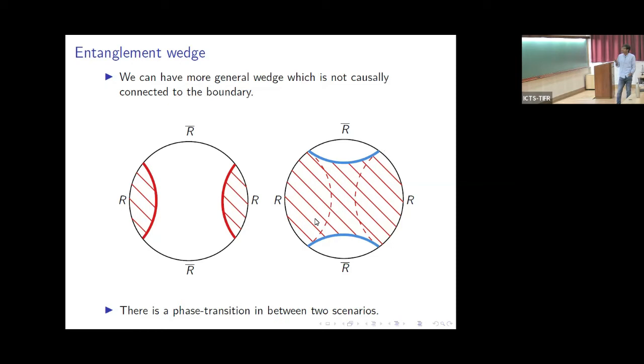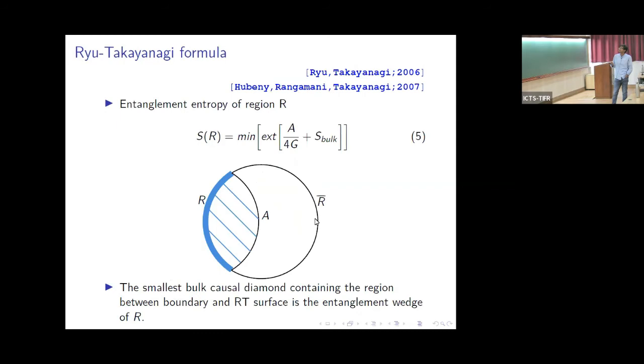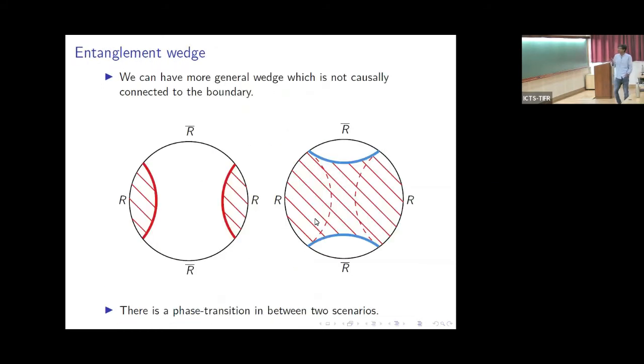So now we go back to the definition of the entanglement wedge. It is the region between the boundary and the RT surface. So here the boundary is this R and the RT surface is this blue. So it should be the whole entanglement wedge. Now you see this middle region is not causally connected to the boundary at all. So there is something happening here, some phase transition from the causal wedge to the more general entanglement wedge.